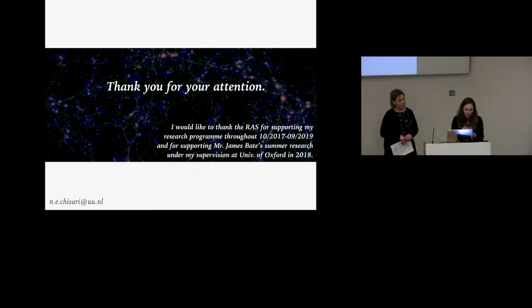The problem is that we don't have enough data nowadays to make a distinction between color and morphology. So for now, we're always thinking about red galaxies as being ellipticals and disks as being blue galaxies, because we don't have enough data to make that distinction. But we think there should be a distinction to be made there.